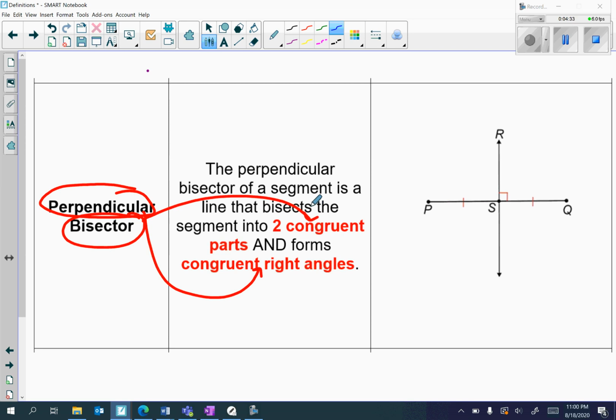So let's look at the diagram. We have two perpendicular lines. Perpendicular means it forms 90-degree angles. So here are all the 90-degree angles. And it also is bisecting. So line R is bisecting PQ, creating two congruent parts. Notice the congruence marks. So PS is congruent to SQ, which means they have the exact same length. So if this was 5, this would also have to be 5. So again, for a perpendicular bisector, it creates two congruent right angles and two congruent parts.